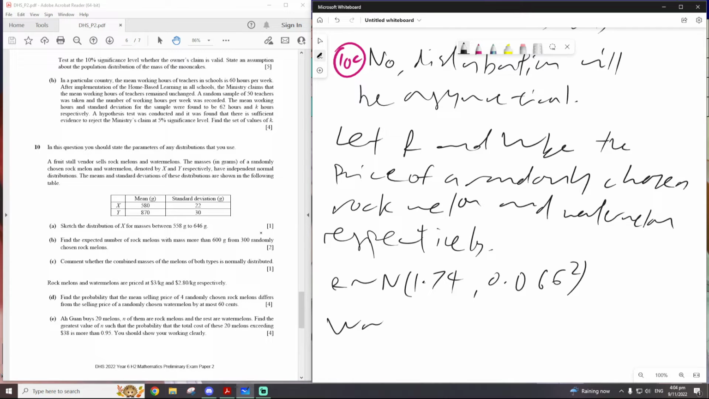And similarly, watermelons follow the normal distribution. 870, you convert to 0.87, then you times 2.8, you will get 2.436. Same thing with the standard deviation, 0.03 kg times 2.8, and then square the whole thing. So you will get 0.084 squared.